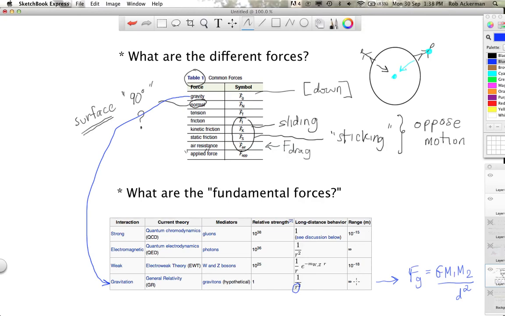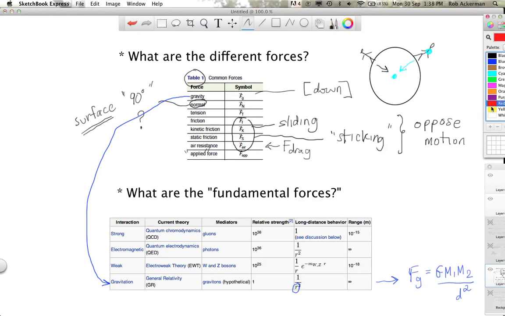What is the range? Gravity acts at infinite range. So believe it or not, even as you sit listening to this video, a quasar galaxy billions and billions of light years from Earth is actually exerting a gravitational force on you right now, even though it's so far away. Not all forces are like this, and I'll explain that in a moment.